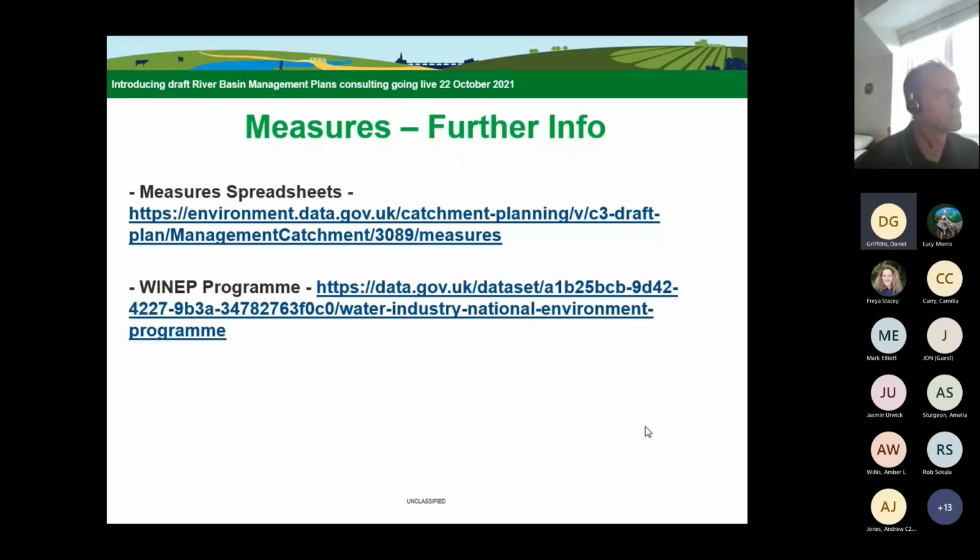The measures spreadsheets can be accessed on the top link there. That goes out to the Data Explorer. The WINET programme that I mentioned is summarised within the measures, so I've also put a link in the presentation that goes out where you can see the specific local measures that are included in that programme.